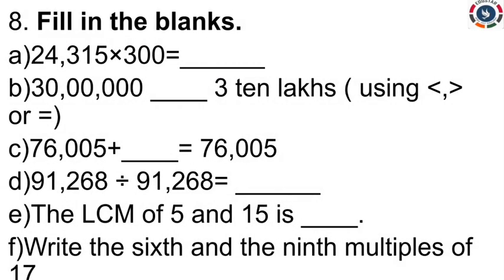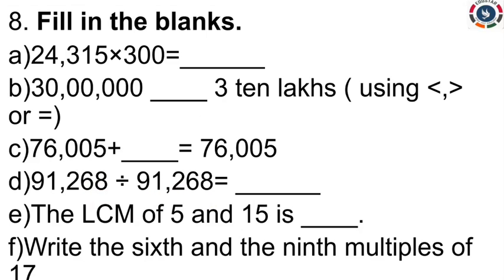8th one, fill in the blanks. A, 24,315 into 300. So multiply the values and finally you have to add the 0 with the answer. B, 30 lakhs dash 310 lakhs using less than, greater than or equal to symbol. C, 76,005 plus dash equal to 76,005. So what do you add with that, you will get the same answer. D, 91,268 divided by 91,268. So if you divide the same value, what answer will you get?